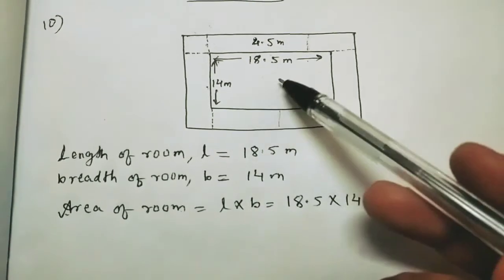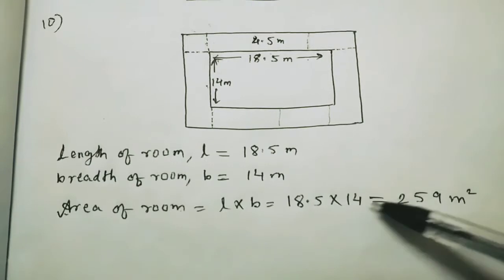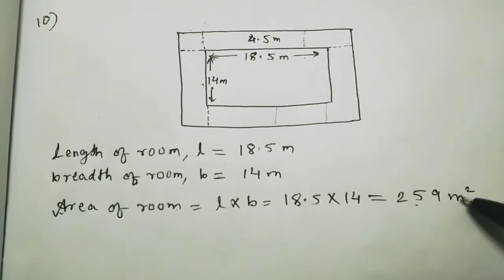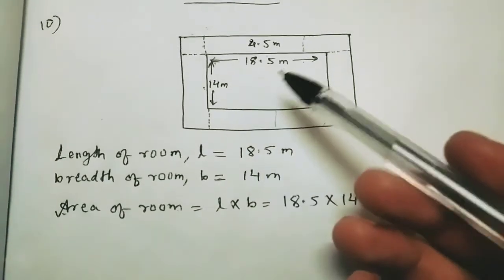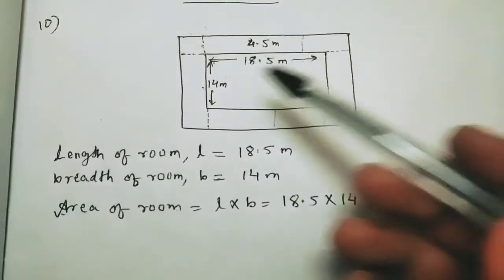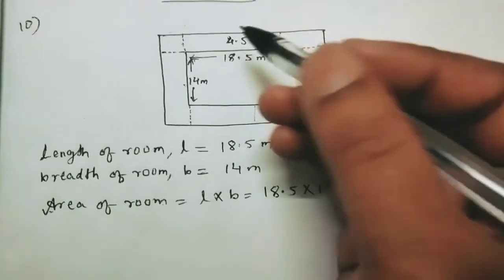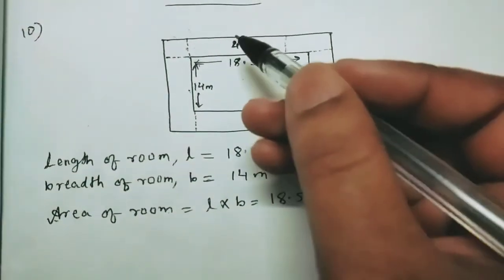Area of room is what? Length into breadth. So 18.5 into 14, it is coming as 259 meter square. Okay, so this is the area of the room. Now we'll find the new length and new breadth. So this is the main trick of the question.